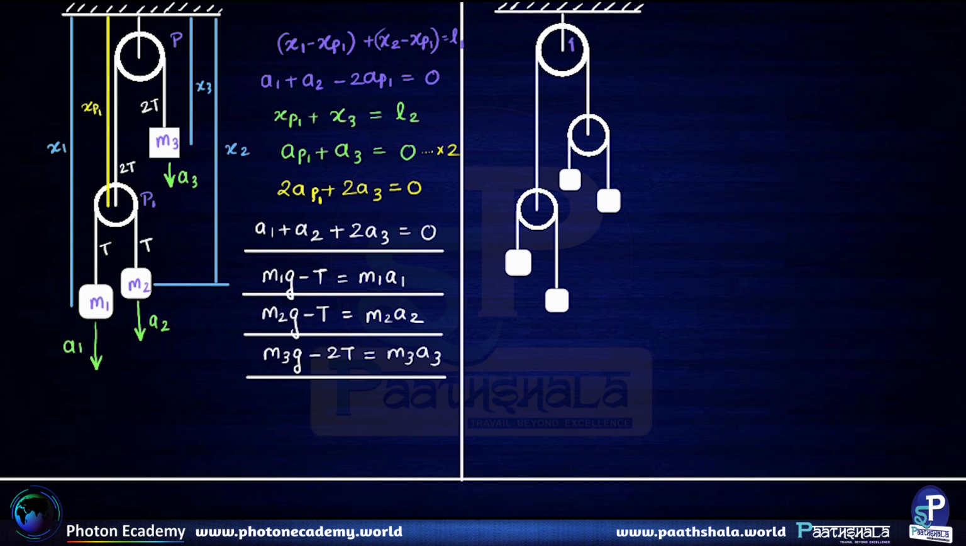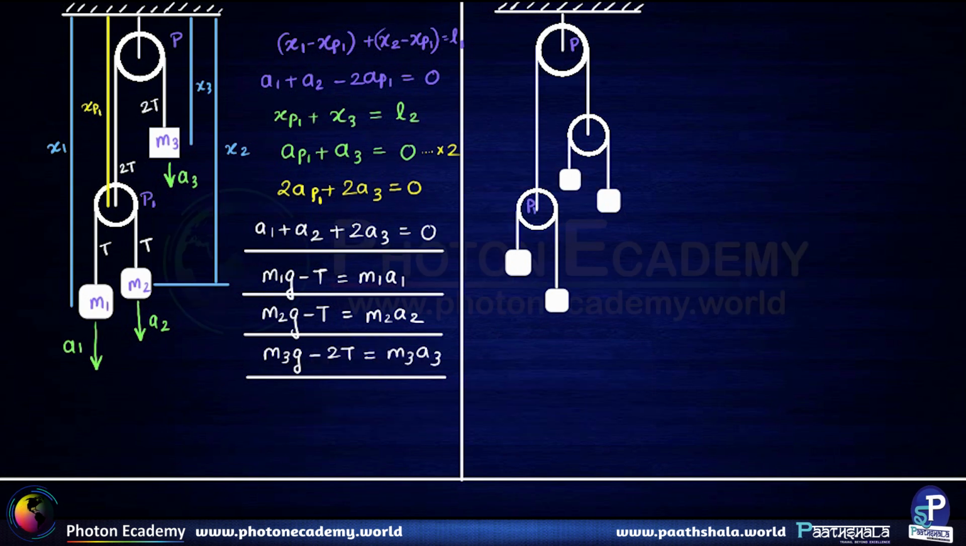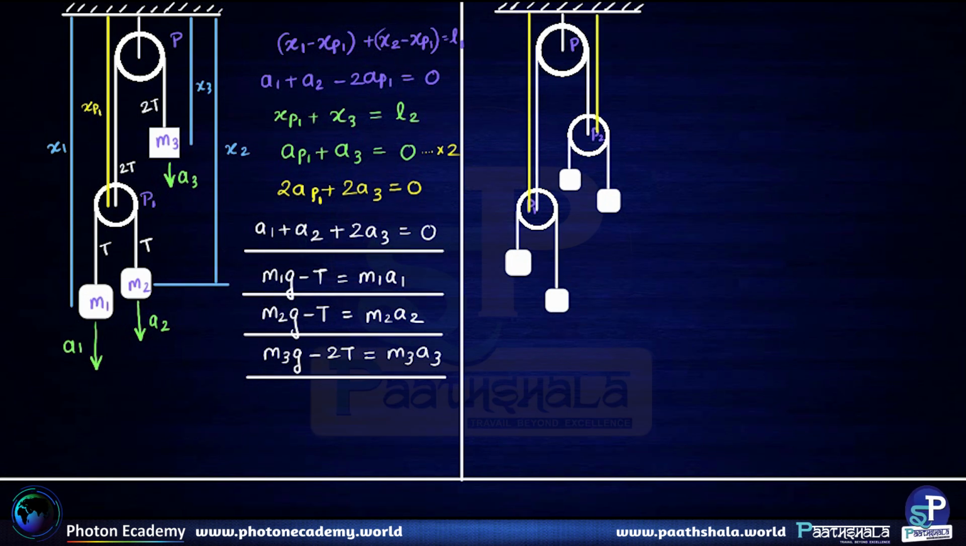So this is the pulley P, this is the pulley P1, and this is the pulley P2. The pulley P is fixed and P1 and P2 are movable pulleys. So the distance of the movable pulleys from the rigid support is taken to be XP1 and XP2. So this is XP1 and this is XP2.